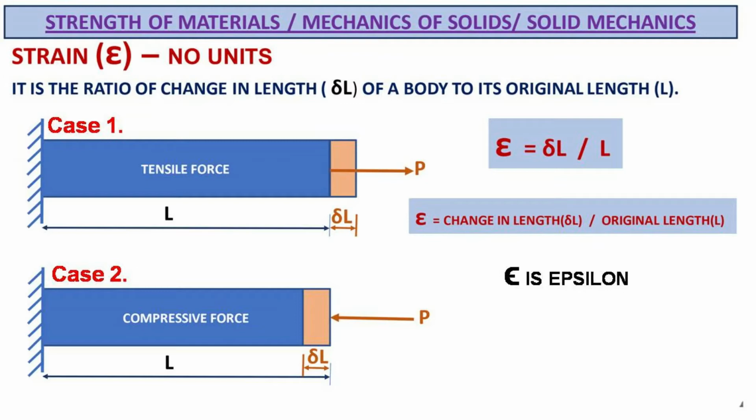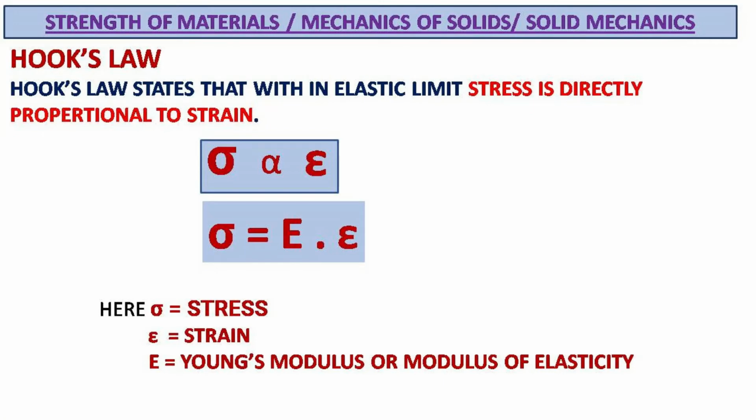As the units of both change in length and original length are in millimeters, both will get cancelled and hence, there are no units for strain. Slide 6. Till now we have seen what is stress, its units, and what is strain, its units. Now we will see what is the relation between stress and strain.